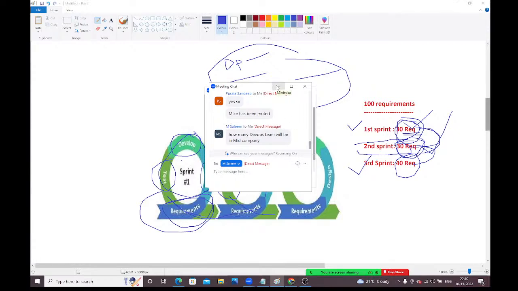Depends on the projects, guys. Depends on the projects. At that company, at least the DevOps team should work on 3 to 4 projects. One team should work for 3 to 4 projects, guys. Depends on the projects in that company.